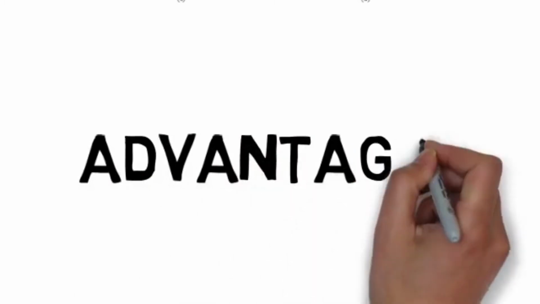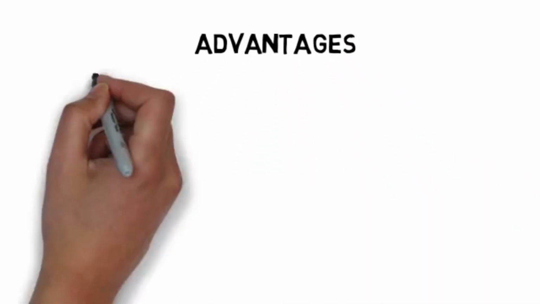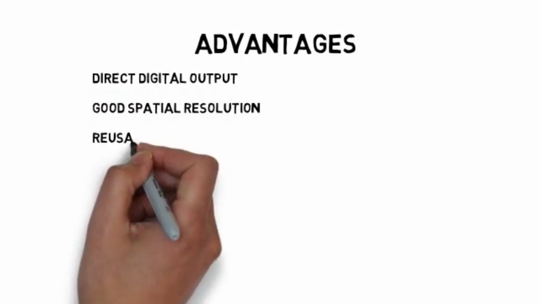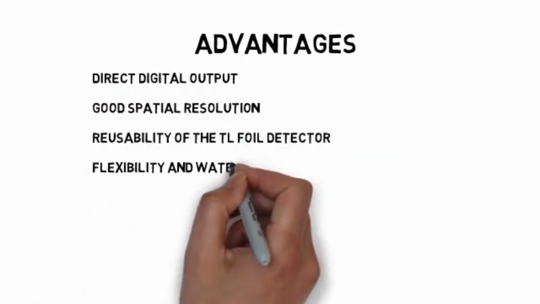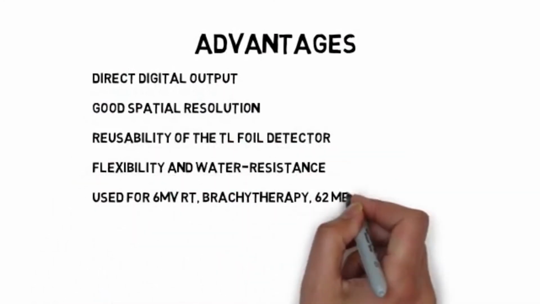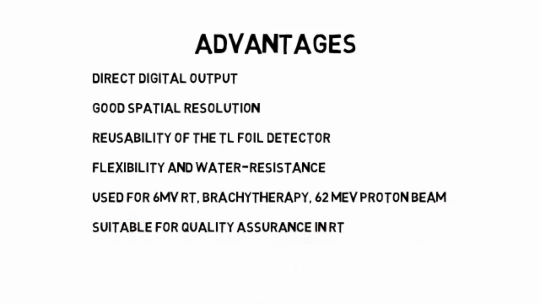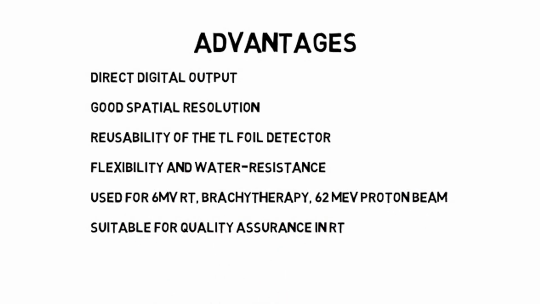There are a few advantages of the developed 2D TLD system, including direct digital output of dosimetry data from a pre-calibrated 2D detector, which shows linearity over the dose range from 10 mGy to 10 Gray. The data output is in ASCII matrix format and DICOM adaptable. It has good spatial resolution, is able to be reused, and has good mechanical properties, including flexibility and water resistance.